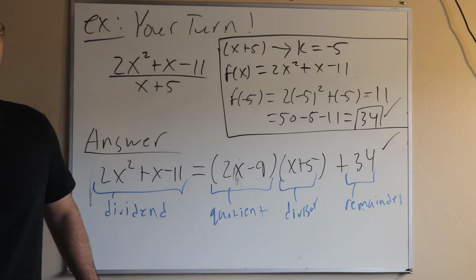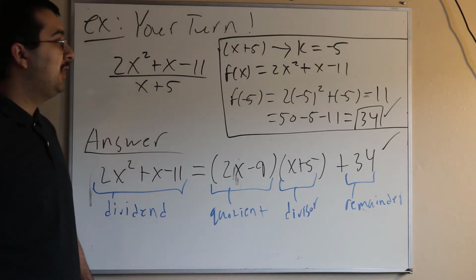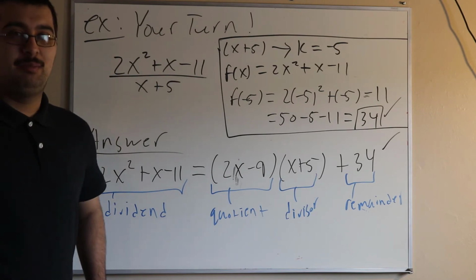We're actually going to do a couple examples towards the end where we don't divide by a linear term. So in those examples, the remainder theorem would not be applicable. But that's for later. For now, let's go ahead and move on to our next example.